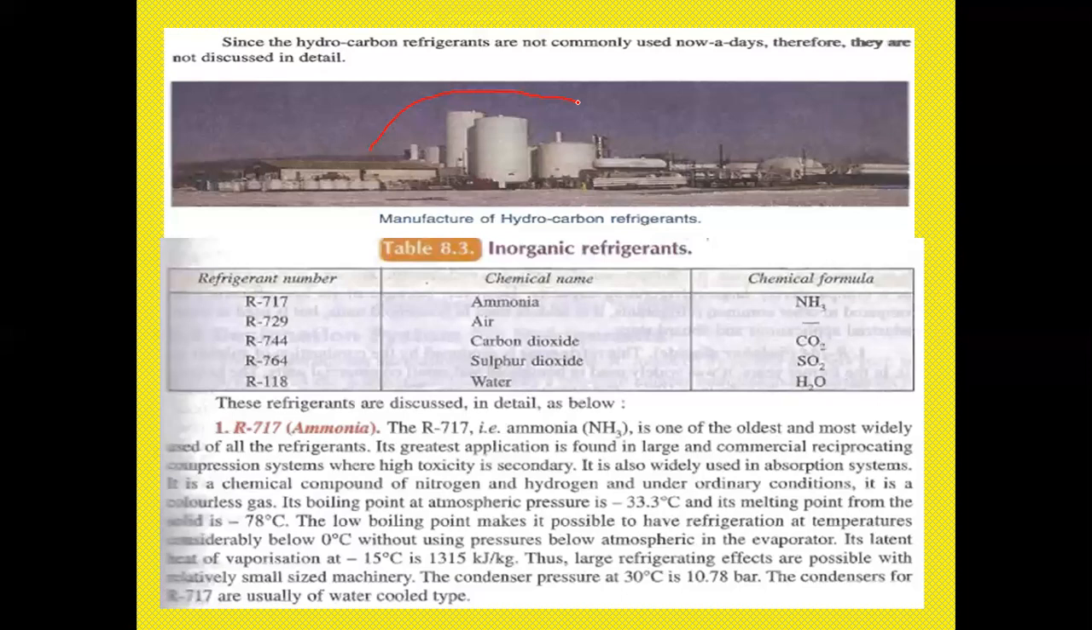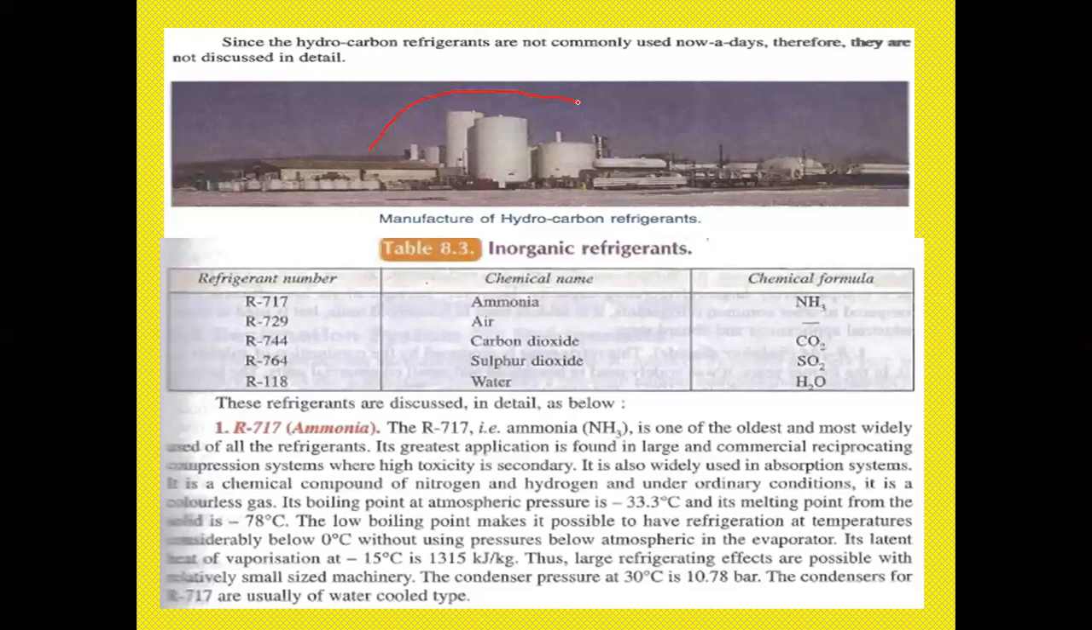R717 ammonia is one of the oldest and most widely used refrigerants. Its greatest application is found in large commercial reciprocating compression systems, where high toxicity is secondary. Ammonia has existed for many years. It is also widely used in absorption type systems, not in vapor compression refrigeration systems. It is a chemical compound of nitrogen and hydrogen.